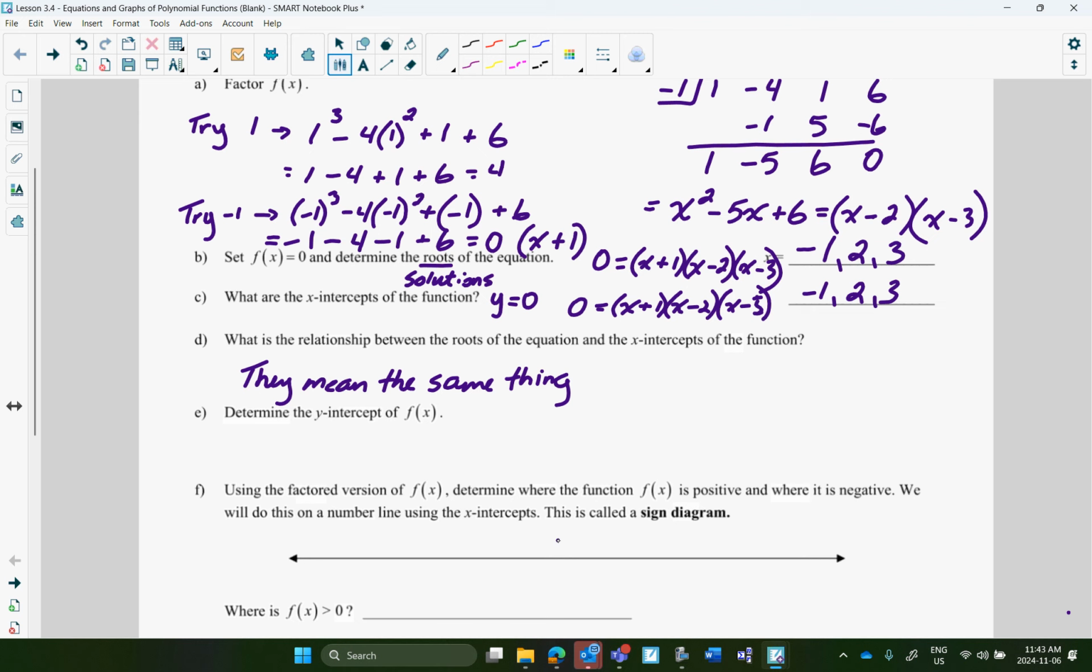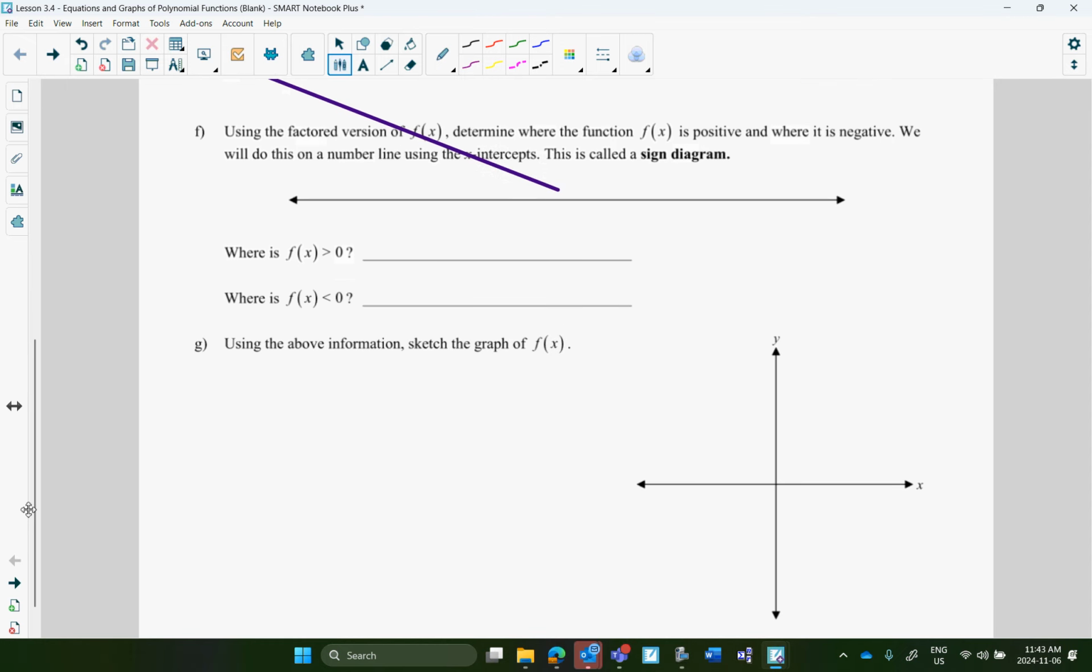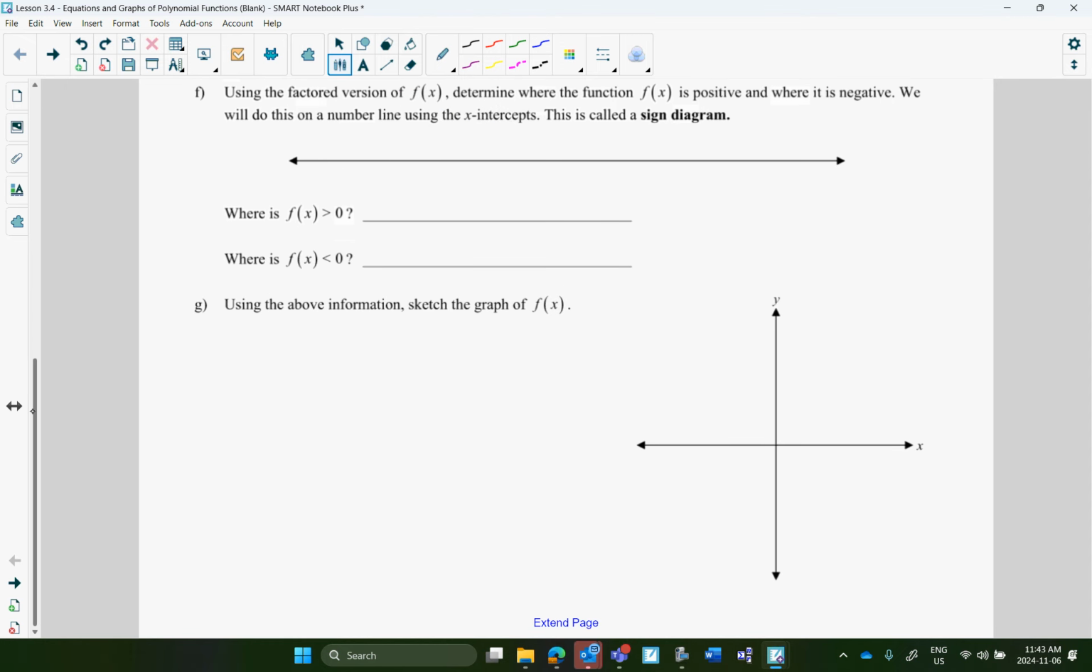So we've got 3 points on the line now. Well, we've got 3 points on this graph: -1, 2, and 3 on the x-axis. So I can actually put these down here. I'm going to put -1, 2, and 3. Those are 3 points on the graph.